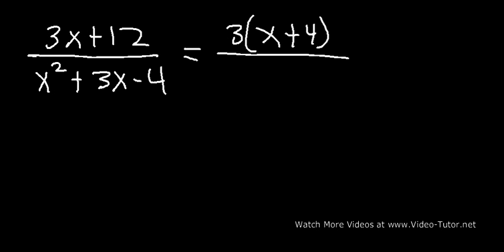On the bottom we have a trinomial. And a quick way to factor a trinomial, look at this number. Look for two numbers that multiply to negative 4, but that add to positive 3.